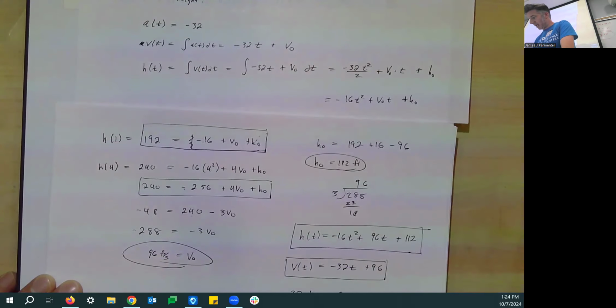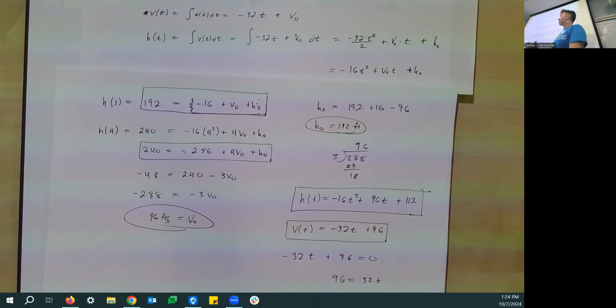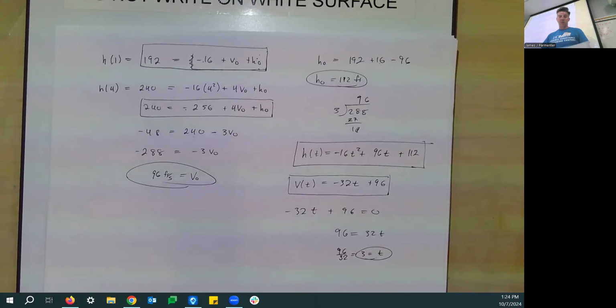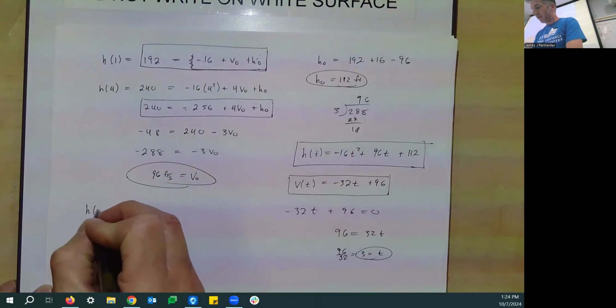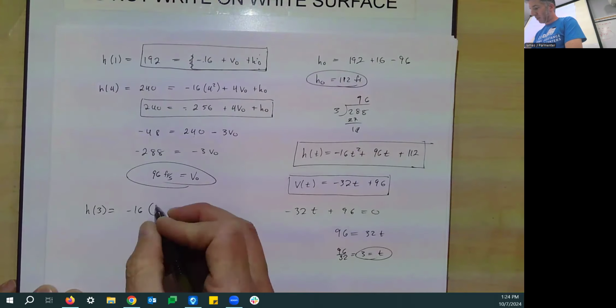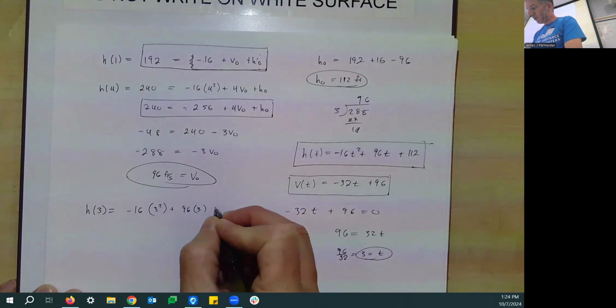I would probably just say 96 equals 32t, and 96 divided by 32 is exactly 3. So when time is equal to 3 seconds, that's when we're going to achieve a maximum height. And then we're going to plug 3 back into the original height function to find that actual height. So h of 3 is equal to negative 16 times 3 squared plus 96 times 3 plus 112.